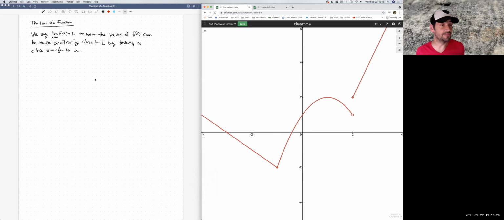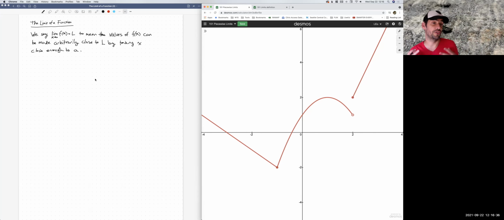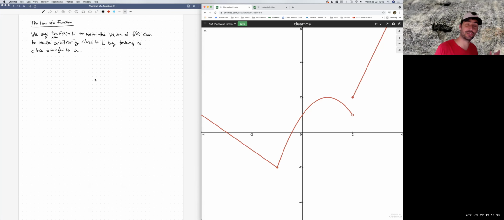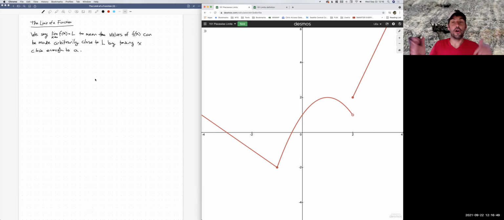here. We say the limit as x goes to a of f of x is equal to L to mean the values of f of x can be made arbitrarily close to this number L by taking x close enough to a, okay? And in this, f of x is a function. It's defined near the number a, meaning by near we mean on an open interval containing a. It may or may not be defined at a, right? That actually doesn't matter in terms of the limit.